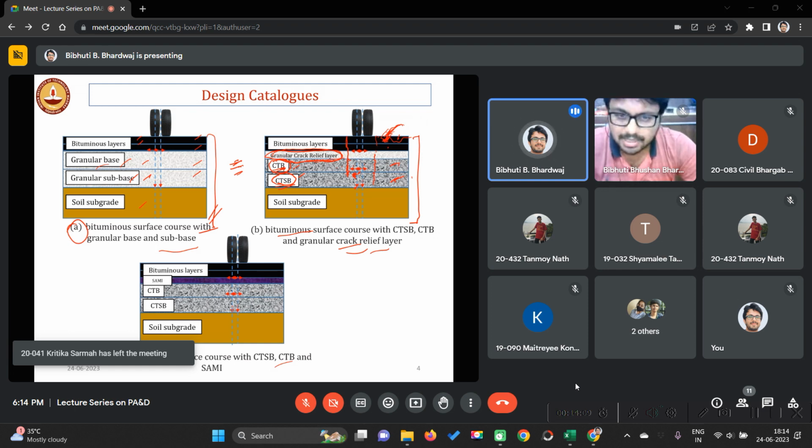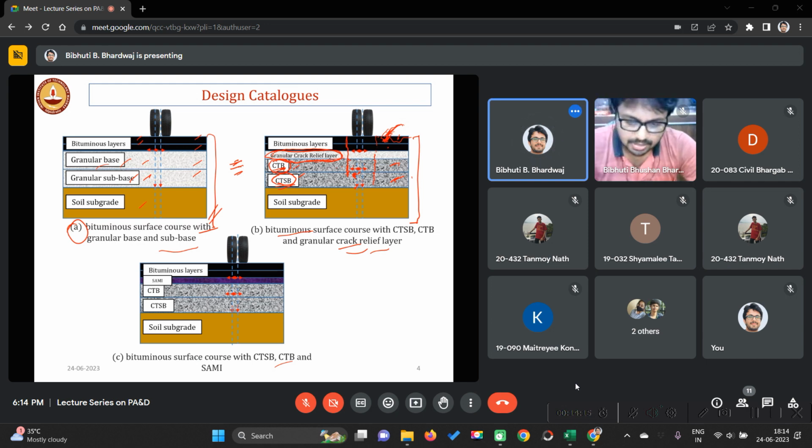Okay, simple aggregates without any binding agent. Only aggregates are placed. A 100 mm aggregate layer is placed. And if you want to use some innovative materials like SAMI, which is stress absorbing membrane interface, these are rubber kind of materials, which are also used for the same purpose.